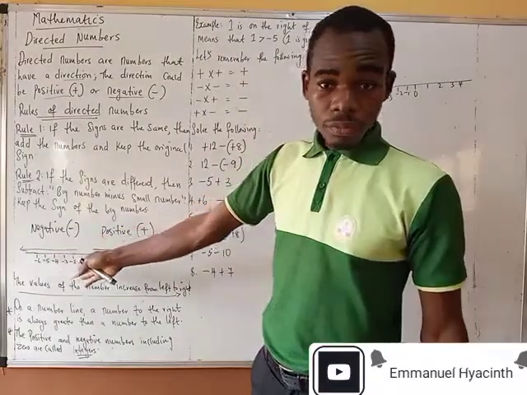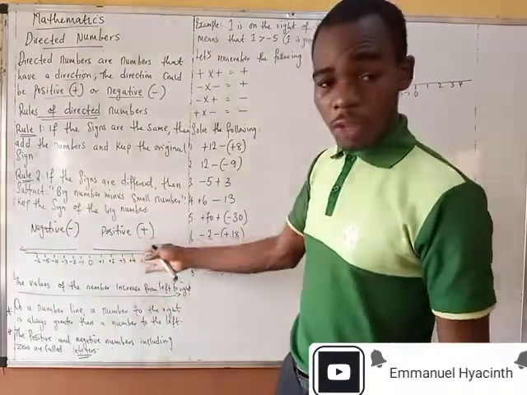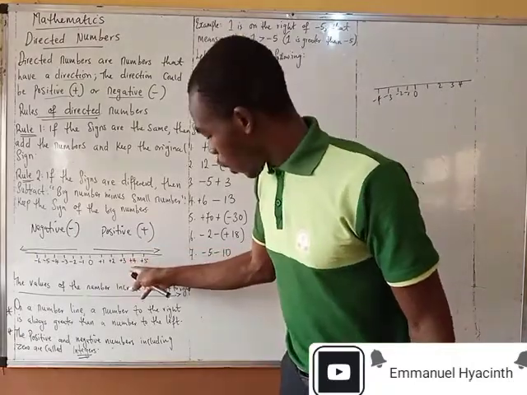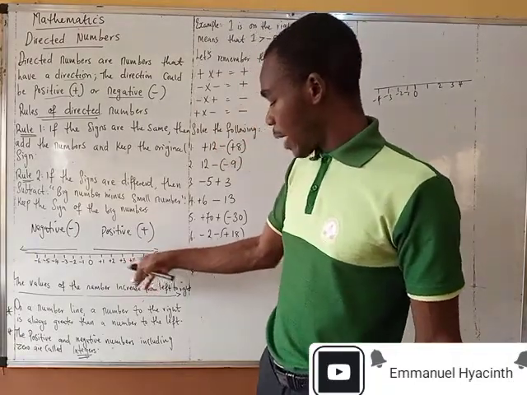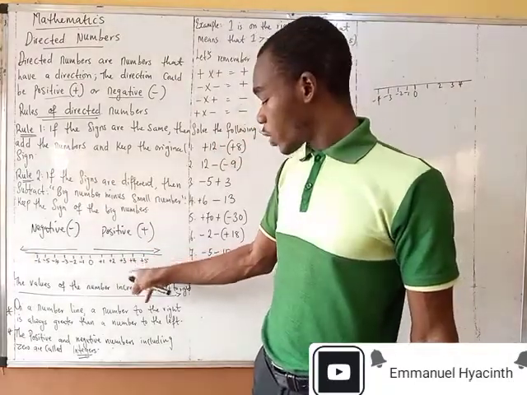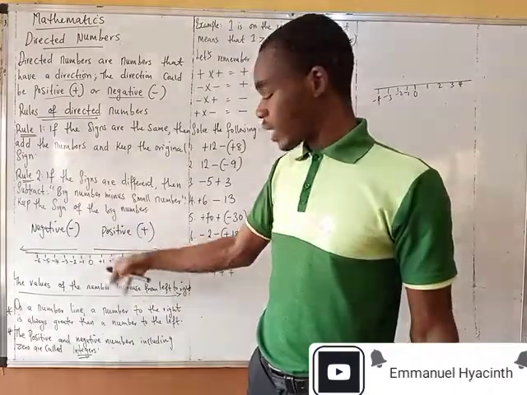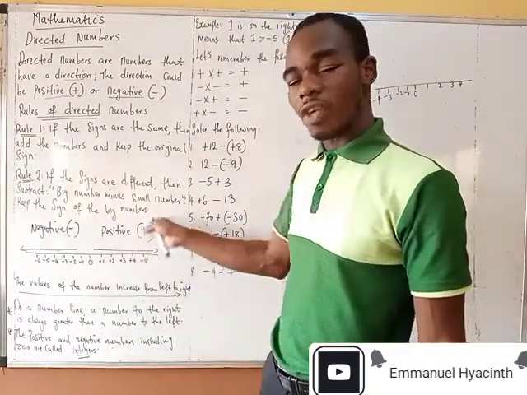-5. It also means that even when you come to the positive side, +5 is greater than +4. +4 is greater than +3. +3 is greater than +2, because they are on the right hand side of each other.